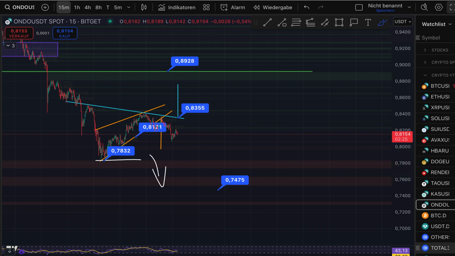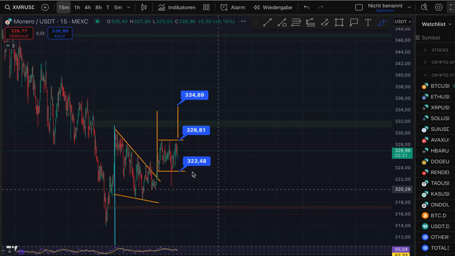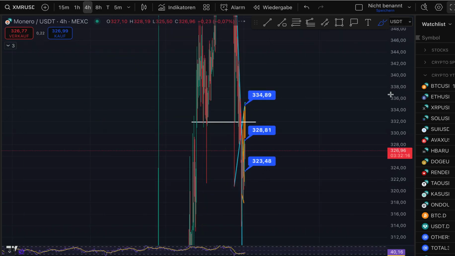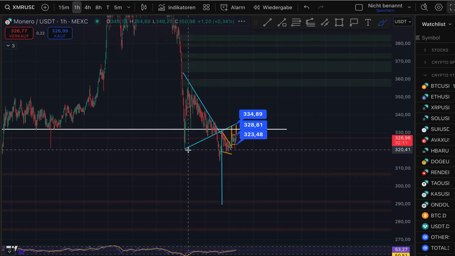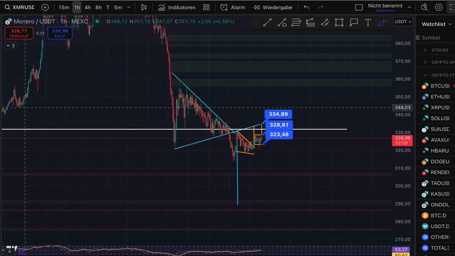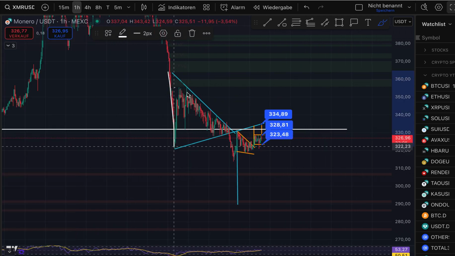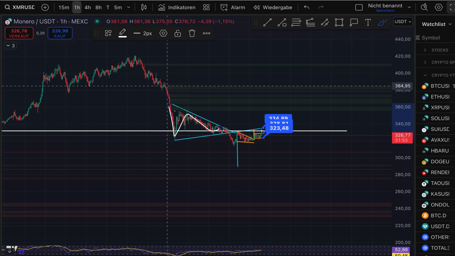So let's get to the XMR coin, which I think is interesting. If we go into the 4-hour chart, 4 hours is too much, 1 hour. So 1 hour chart. Then we can see in bright blue that we have a triangle. I don't want to count this as a bearish pennant because the target of the bearish pennant is most likely too bearish. A bearish pennant is this kind of formation.